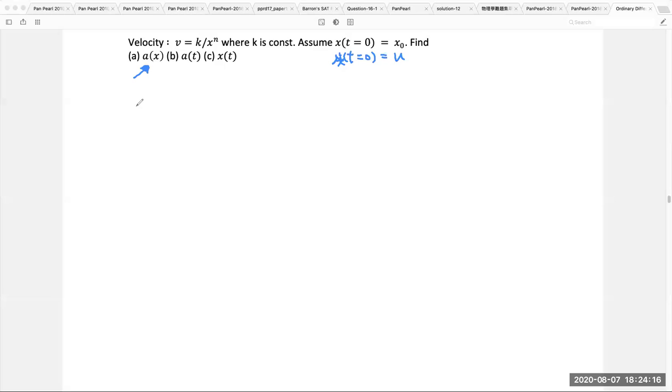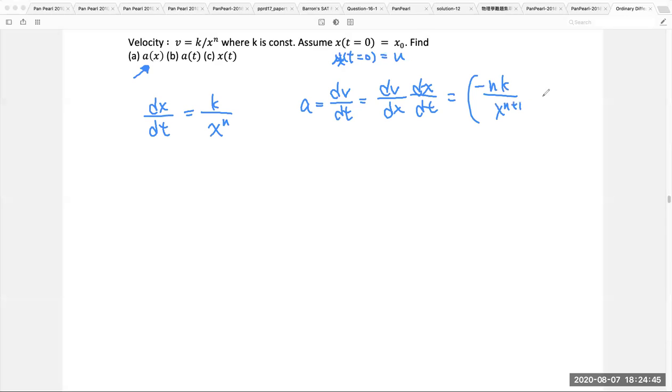Let me see how to do it. Actually, I may forget how to do it also. So if you differentiate once, you can get the acceleration. But for force, you need to use the chain rule. For dv over dx, it should be negative n k x to the n plus 1. And then dx over dt is v. And then it will be in the form like this one.